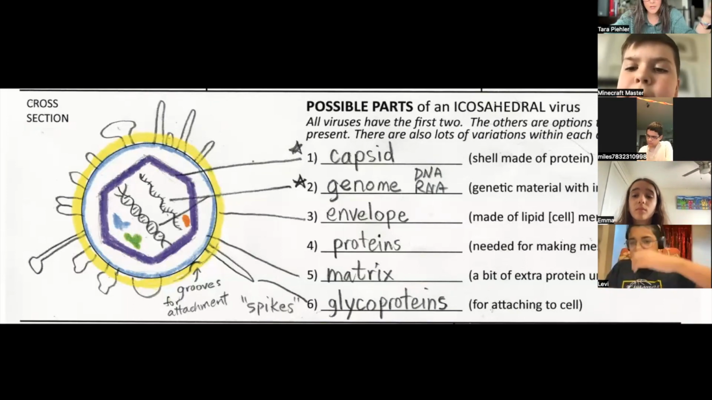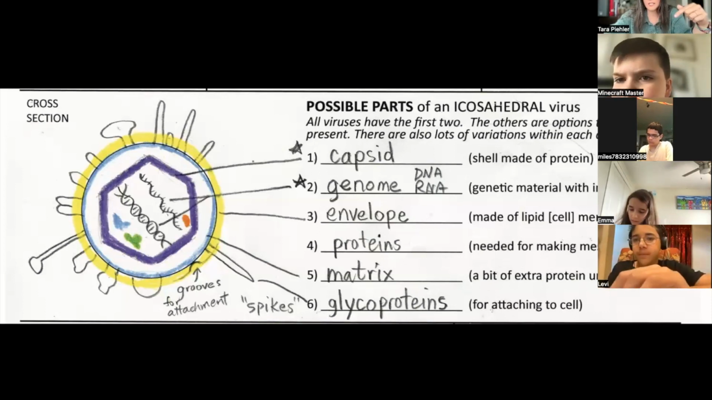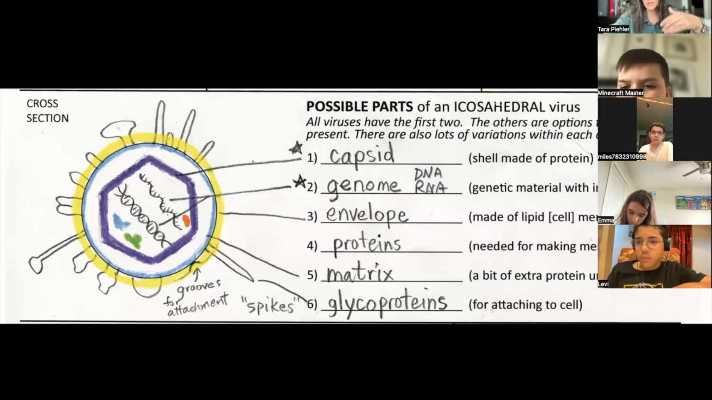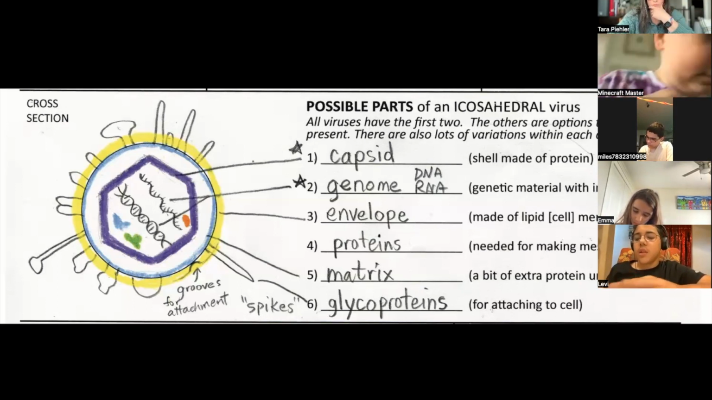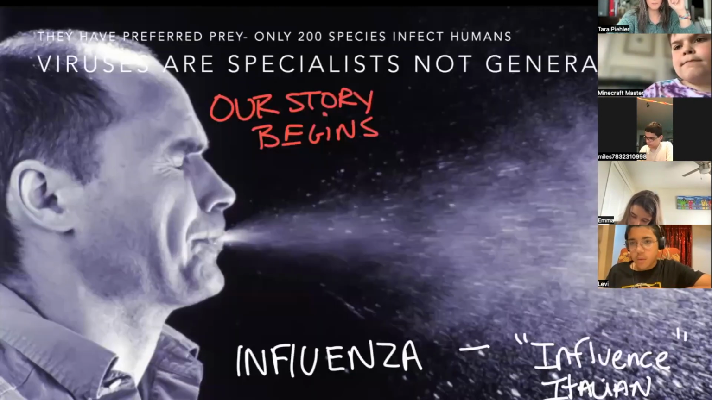All right. Then we have the envelope. They do have some proteins. Now, 3 through 6 here is not all viruses. So definitely all viruses have a capsid and a genome. And then 3 through 6, the envelope, proteins, matrix, glycoproteins, those are your spike proteins. Those are different depending on your virus. What virus doesn't have a spike protein? Because they can't attach without it. So we'll go over the different types of viruses for sure. I don't know if we have time this time, but next time we definitely will.